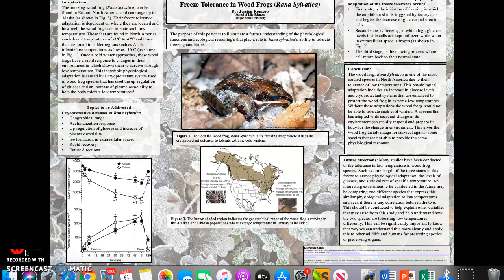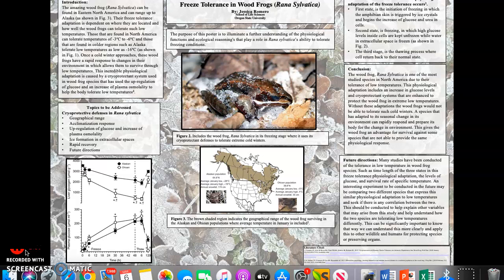There are 3 stages in which the process of freeze tolerance occurs. There's the initiation, the freezing stage, and then the thawing stage. The initiation stage is where the wood frog's skin is touched by a single ice crystal. This will then initiate the production of glucose. So glucose levels will increase in body cells, as well as urea. At the same time, water is exiting the cell.